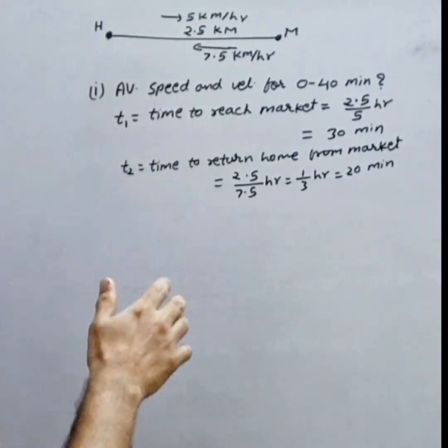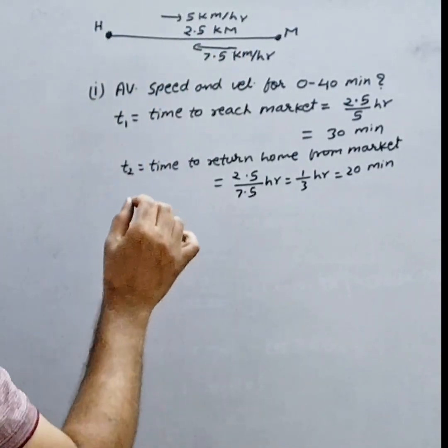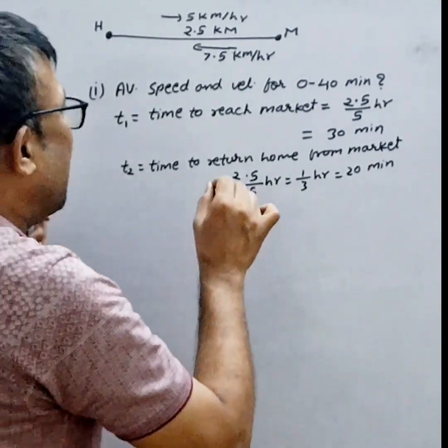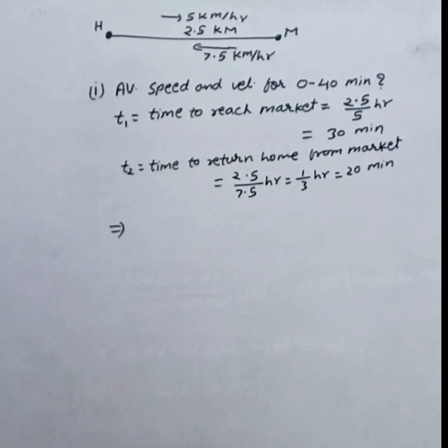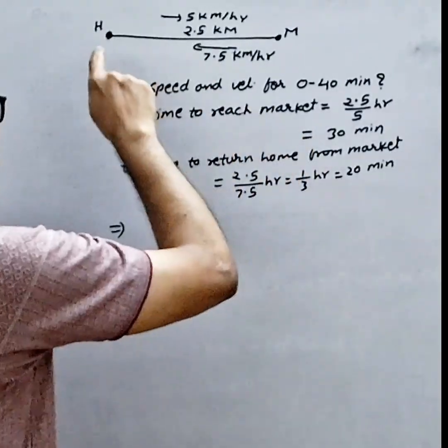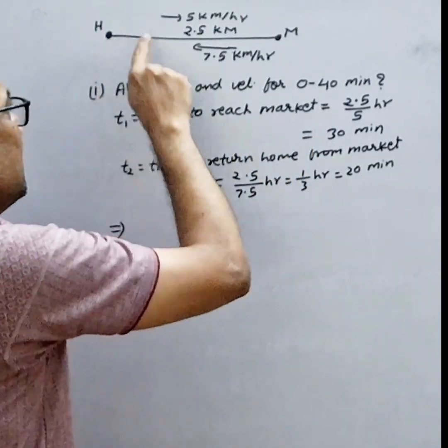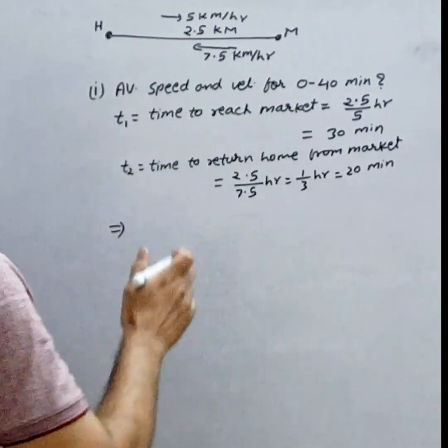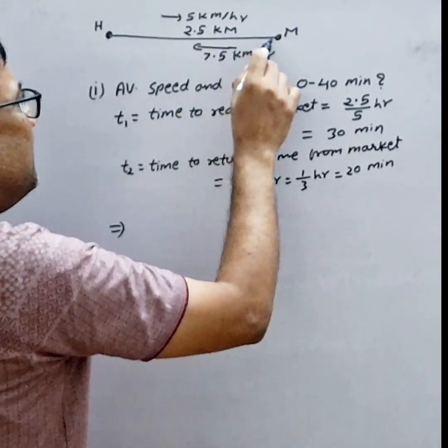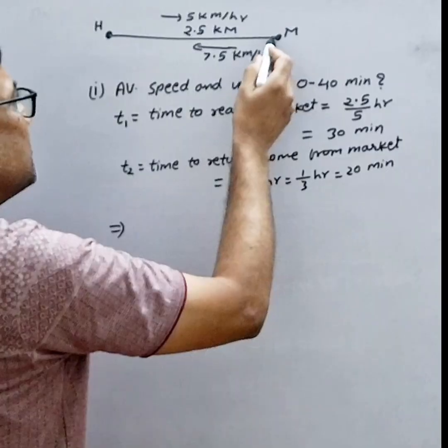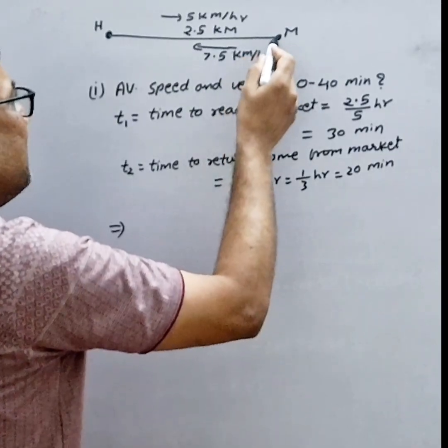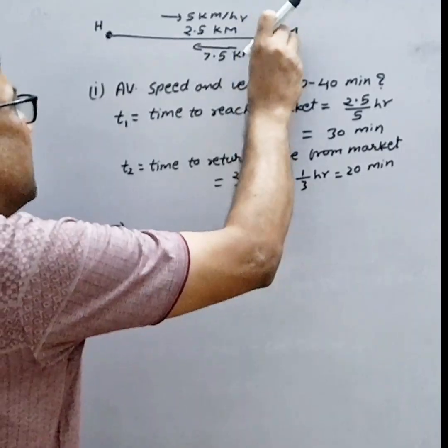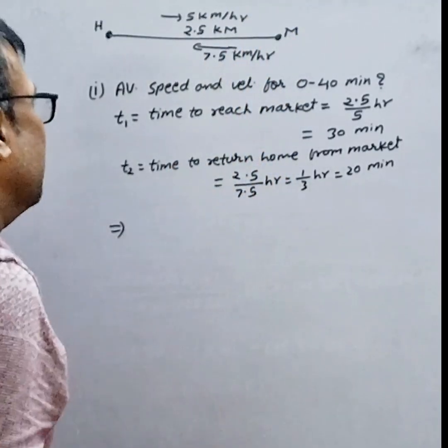But we have to find out the average speed and velocity in first 40 minutes. So first we locate its position after 40 minutes. We can solve it logically. So we observe that in 30 minutes he reaches to the market. After that it returned back. So to find its position after 40 minutes, we have to calculate the distance traveled by man in 10 minutes during the returning journey. Then the total time will be 30 plus 10 equal to 40 minutes.